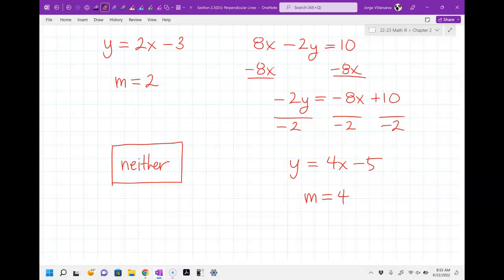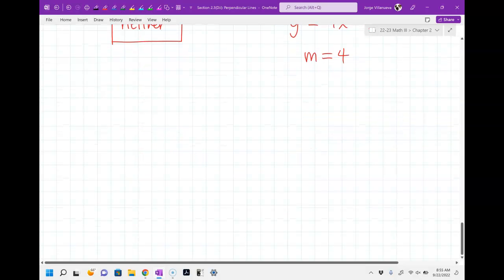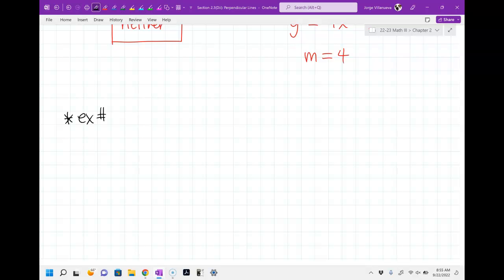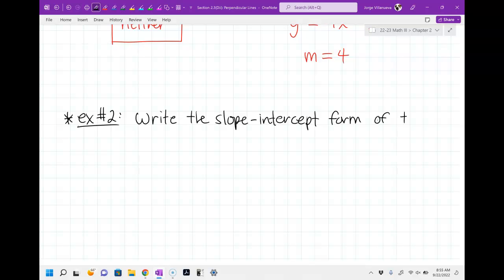Are we okay with this? Just kind of figure stuff out? So hopefully good. All right, so here we go. We're going to do 2 of these and then we're done. These are example number 2. Write the slope-intercept form. Remember, y equals to mx plus b is a very important equation. Okay, don't forget it. Slope-intercept form pops up all the time. Of the equation of the line described.